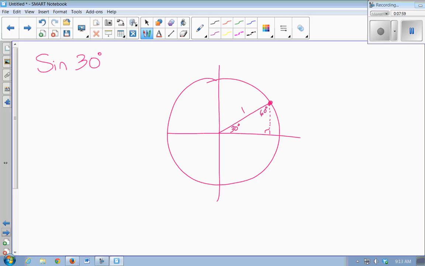Okay. So that's one. And the shorter leg is always opposite the smaller angle in a triangle. So the 30-degree angle is opposite the shorter leg, and the shorter leg is always going to be half of the hypotenuse. So this would be a 1/2 right there. And the longer leg is always the shorter leg times square root 3. So this is square root 3 over 2. So to get to this point, you have to go square root 3 over 2 to the right, and then 1/2 up. Those are the coordinates of the point. So the sine of 30 degrees would be 1/2, the y coordinate.